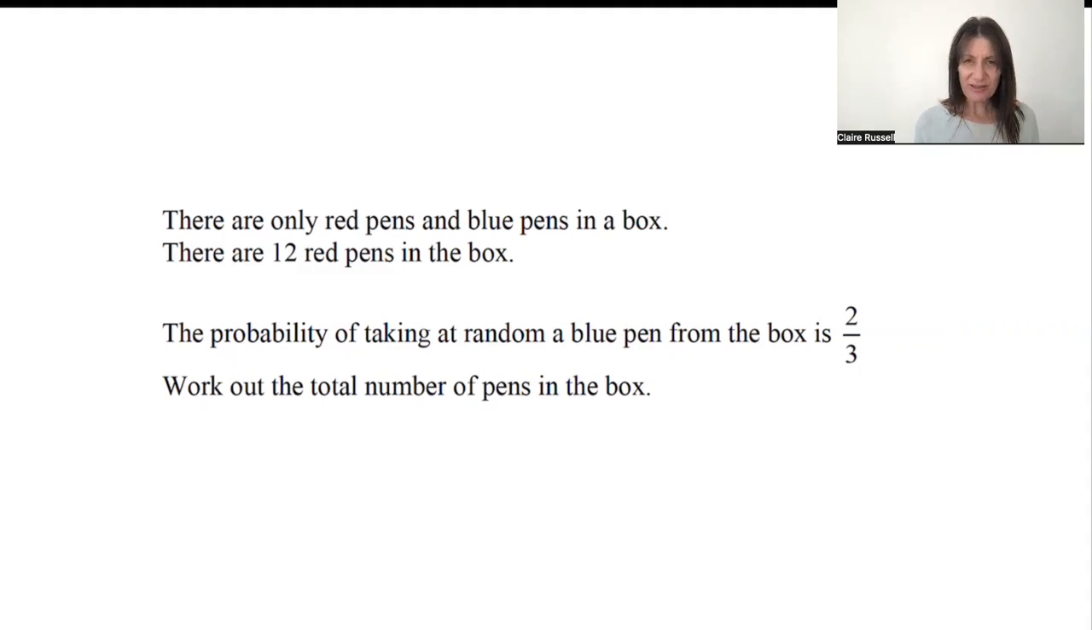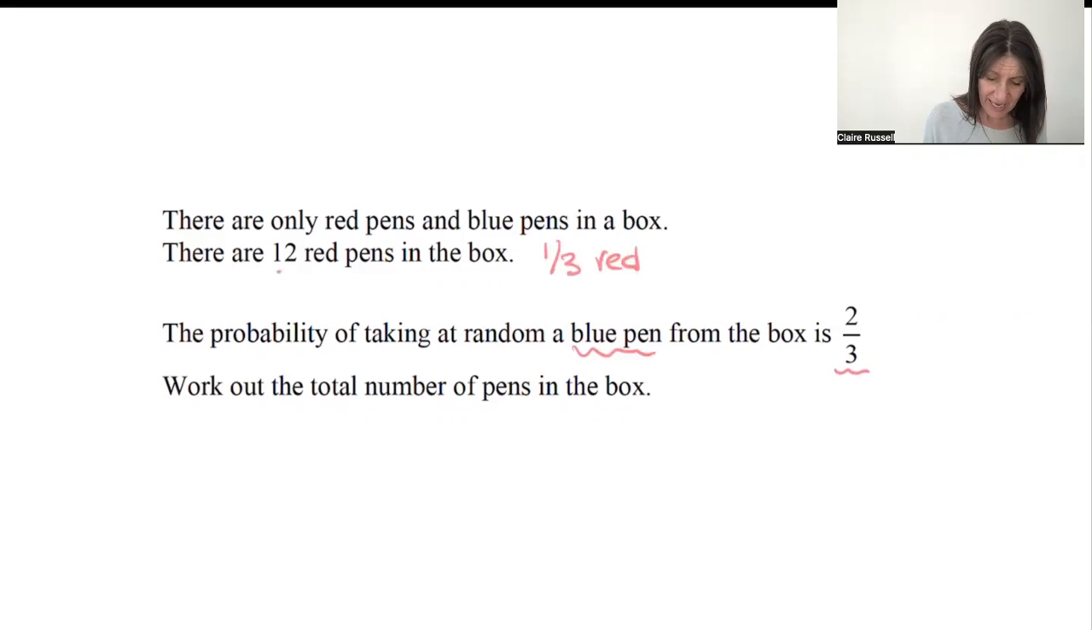Okay, so these questions aren't massively loved, and it's just about picking apart the information. So we've got red pens and blue pens in a box. We know there are 12 red pens. The probability of taking a blue pen is 2/3. So I've got information about red in one form and information about blue in another. So really, I need to get the connections. Here, where they're telling me I've got 2/3 blue, that means that I've got 1/3 red.